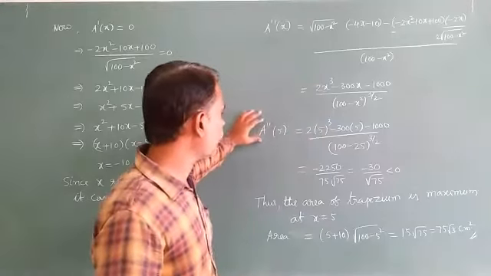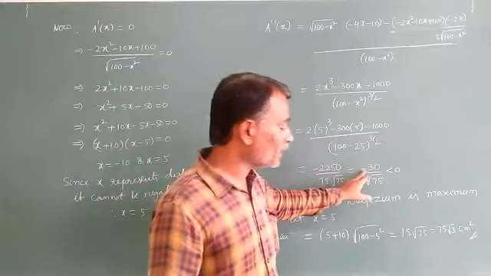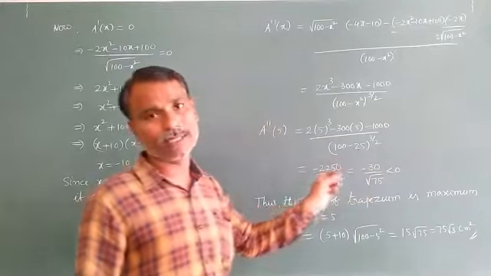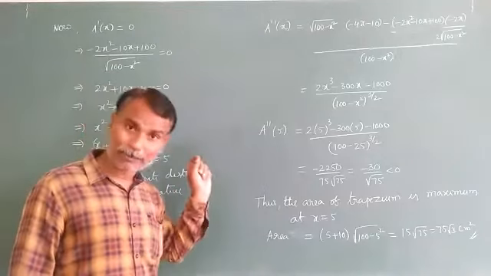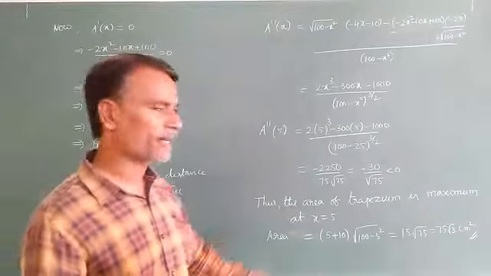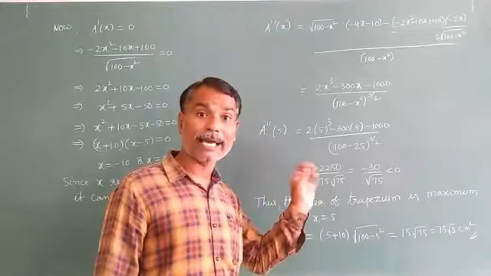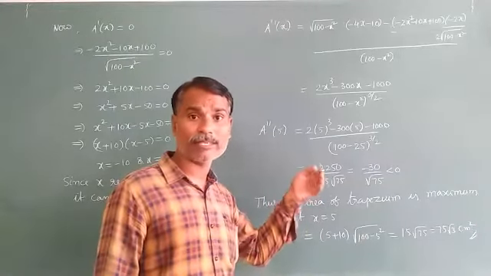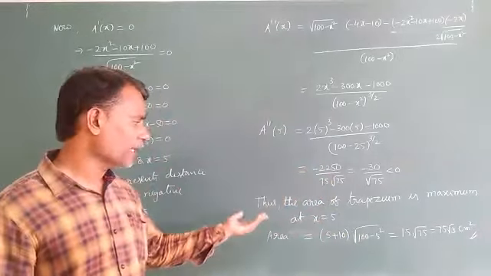And now we are going to find double dash of 5, meaning calculate the value. Finally we got the value, whatever it is, let it be. But you have to think whether it is a positive value or a negative value. Yes, it is a negative value, that is less than 0. So finally, the area of the trapezium is maximum, since the double derivative value is negative, it means maximum. So it is maximum at x equal to 5.